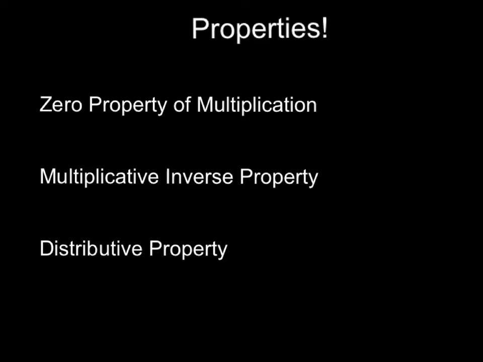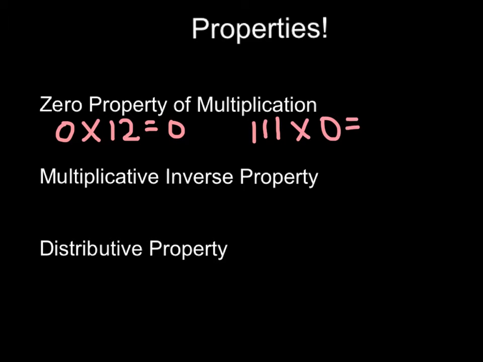In this unit, we introduced new properties, and you will grow to love them because they give you shortcuts and make math much simpler if you use them the right way. The first one is the zero property of multiplication, and what it tells you is that 0 times anything gives you 0. We love multiplying by 0 because every single time you get 0.